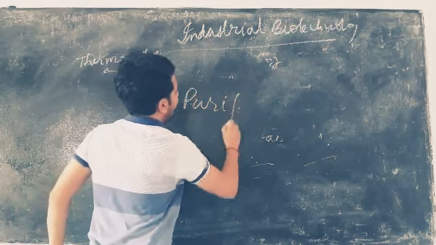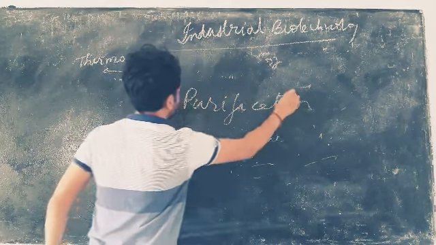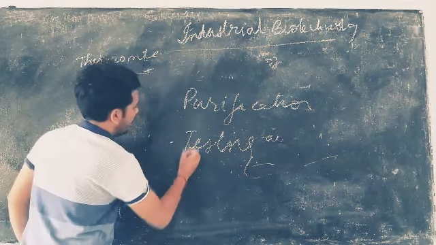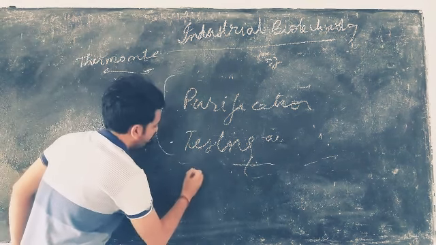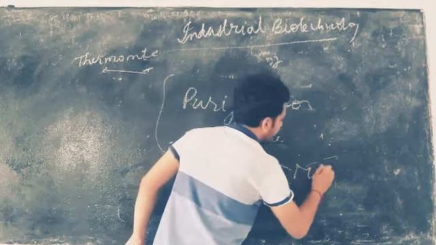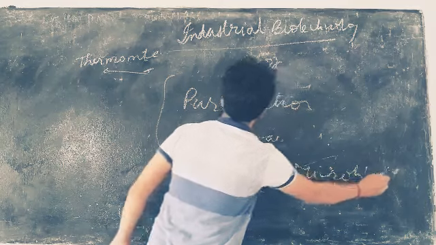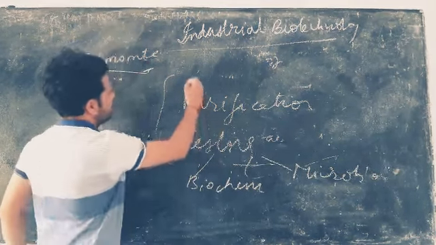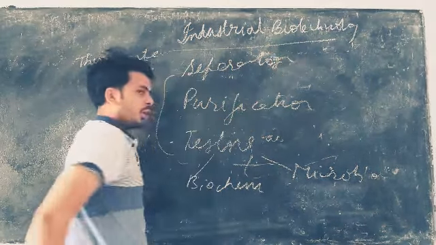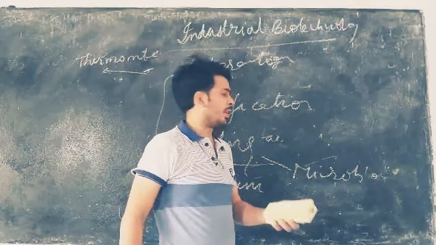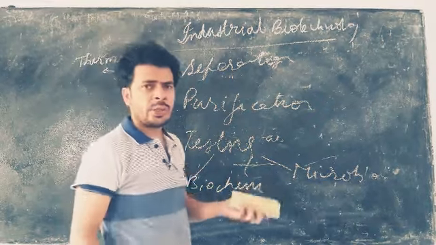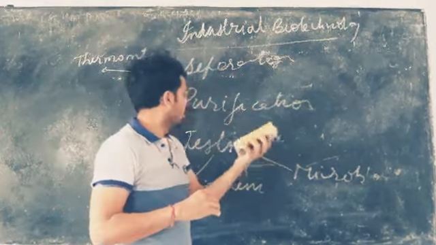So purification is done, testing is done, and testing could be biochemical testing or microbial testing. Before this, the important thing, separation, is done. Separation could involve processes like centrifugation. By doing this, we can separate out the desired molecules from the undesired ones.